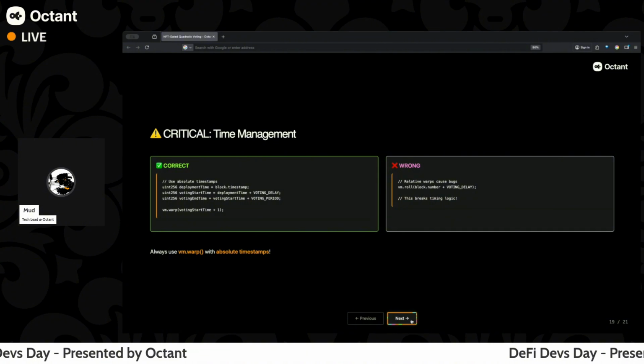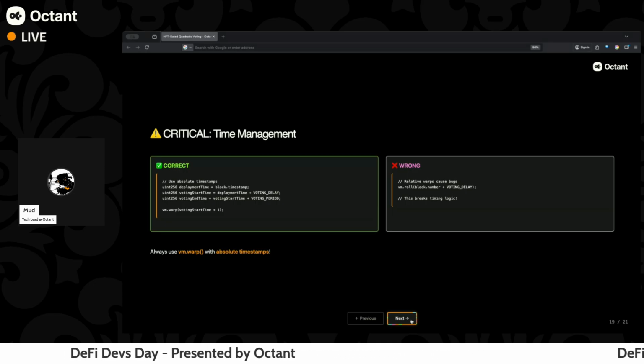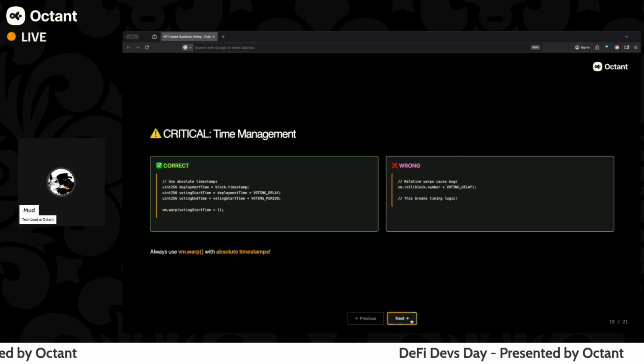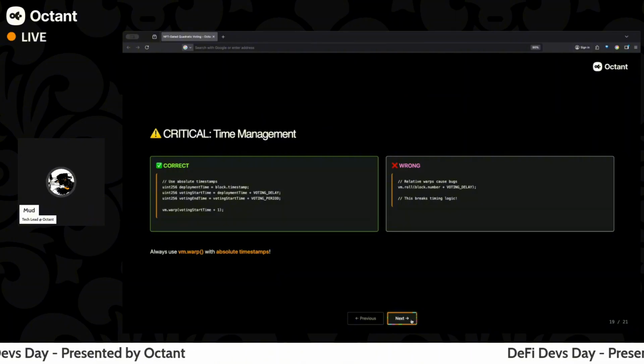And some development tips for when you're building. There are different voting periods that you're going to want to flip between. If you are in Foundry, remember to warp and not roll. You want to use absolute timestamps. This will save you some heartache when you are testing.